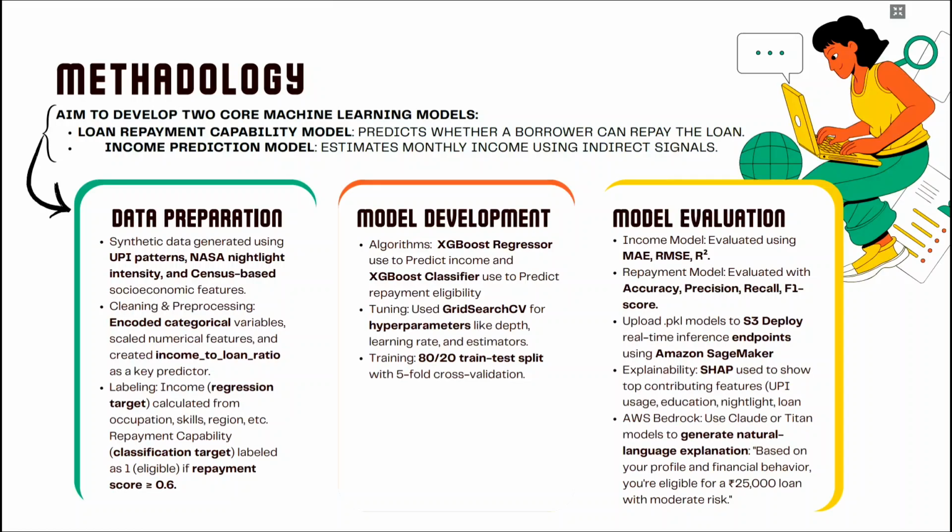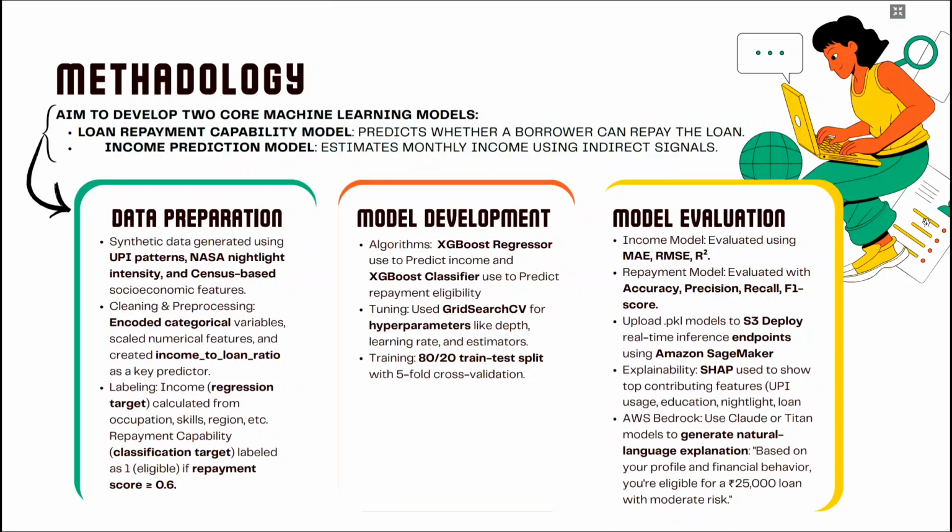Thank you, Aryan. Basically, in this project, we aim to develop two core machine learning models. The first one is a loan repayment capability model, which can predict whether a borrower is likely to repay a loan or not. And the second model is an income prediction model, which estimates the monthly income using indirect signals, such as mobile usage pattern, satellite data, or UPI transactions, with 17 parameters.